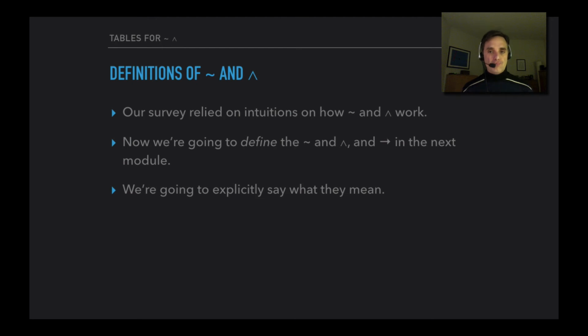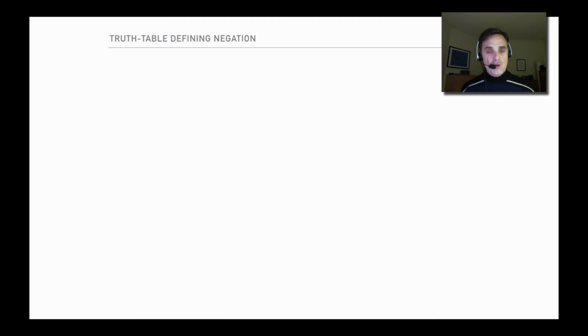Okay, so we're going to explicitly say what these symbols mean. So far, we've characterized these symbols by how you can use them, and that maybe is one way of thinking about understanding what they mean. But now we're going to say in a very explicit way, here's what they mean by thinking about how sentences containing them become true or false. So let's look at a truth table that defines negation.